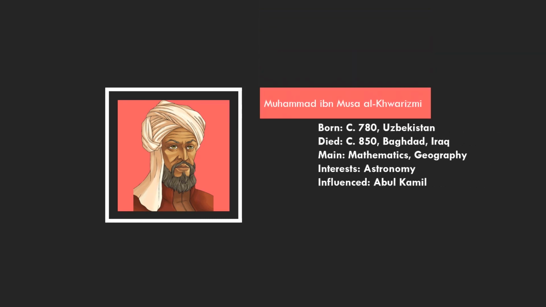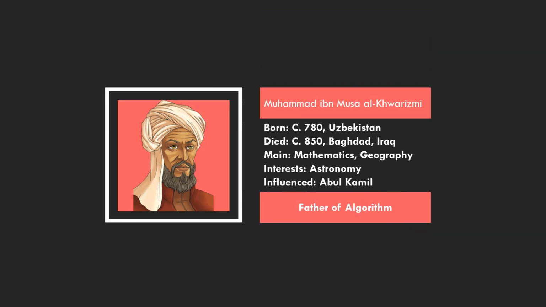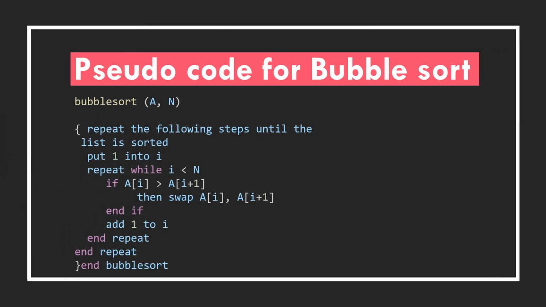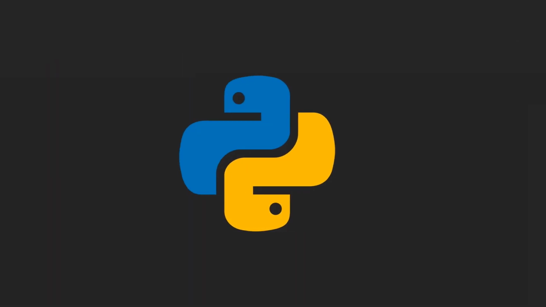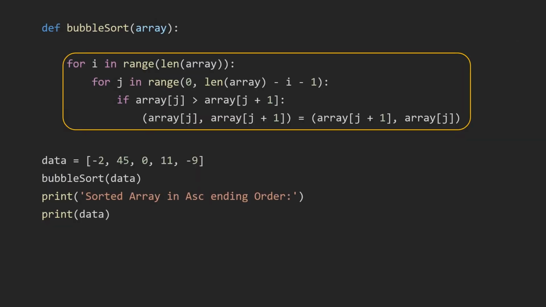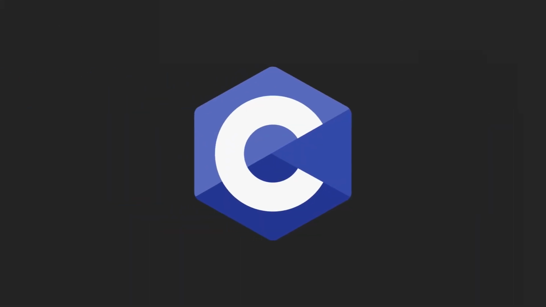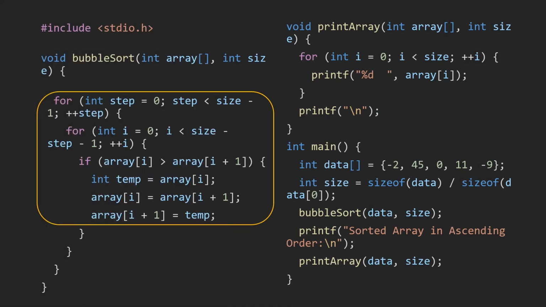Muhammad ibn Musa al-Khwarizmi is the father of algorithm. The name algorithm comes from his name, al-Khwarizmi. Here is a pseudocode for bubble sort. We will see the same algorithm implemented in three programming languages. As we can see now, the logic remains the same, but the implementation varies depending on the programming language.